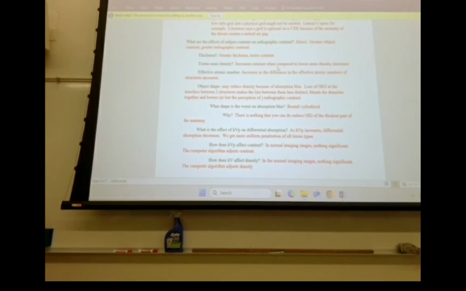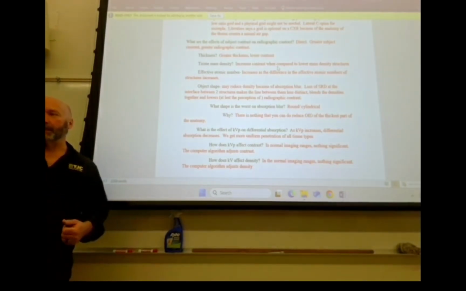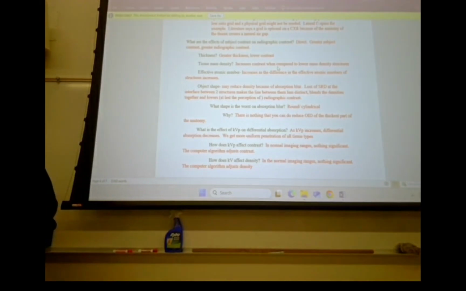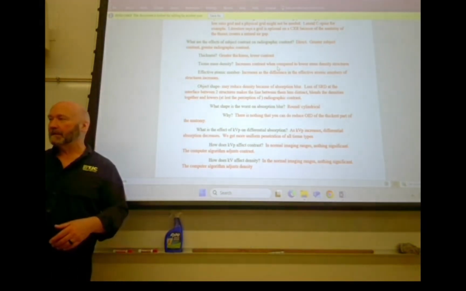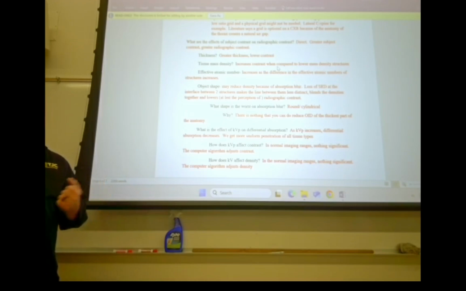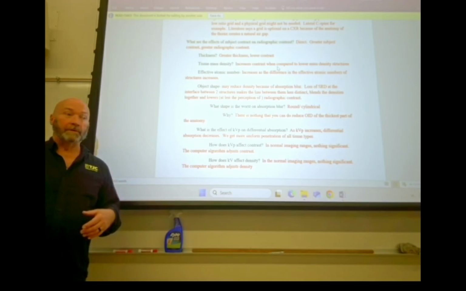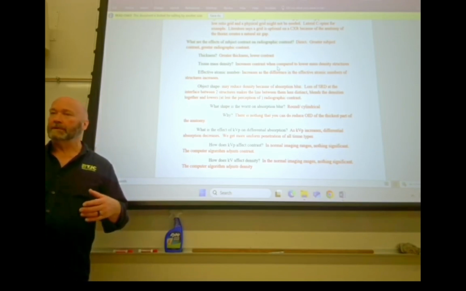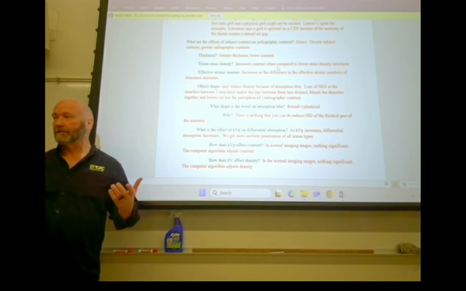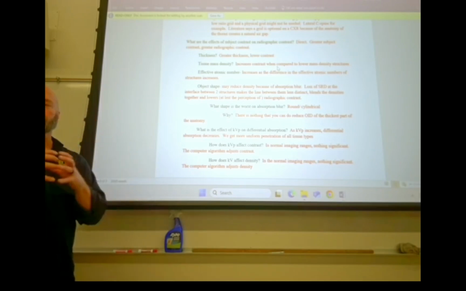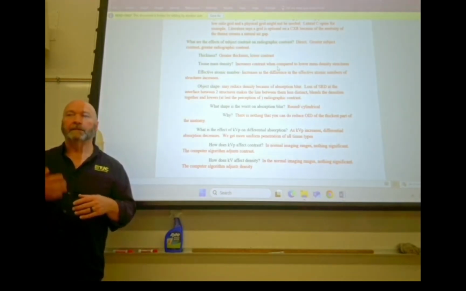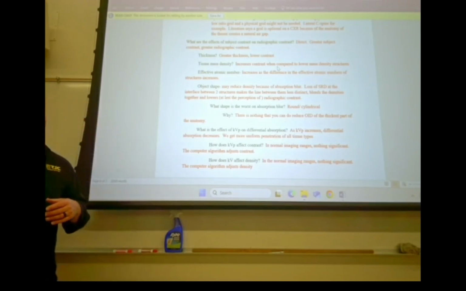Remember we have two different types of contrast. We have subject contrast and we have radiographic contrast. We have subject density and we have radiographic density. So let's start with density. Subject density just means the compactness of the tissue types. Air has no compactness to it at all, so it appears very dark. Soft tissue has a fairly similar atomic number as air, but it's very compact, so it shows up as a lighter thing. Bone, totally different atomic number and very compact, so it shows up very light.